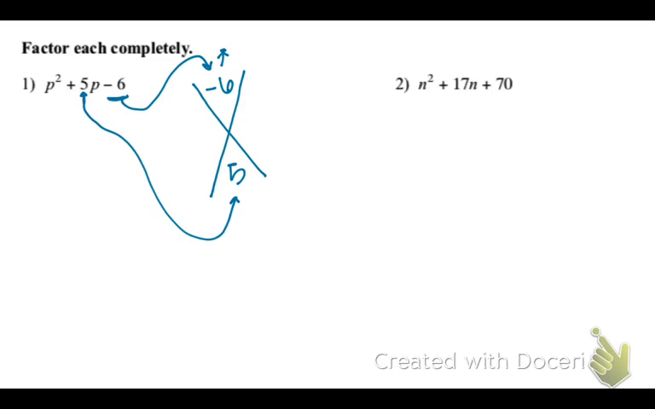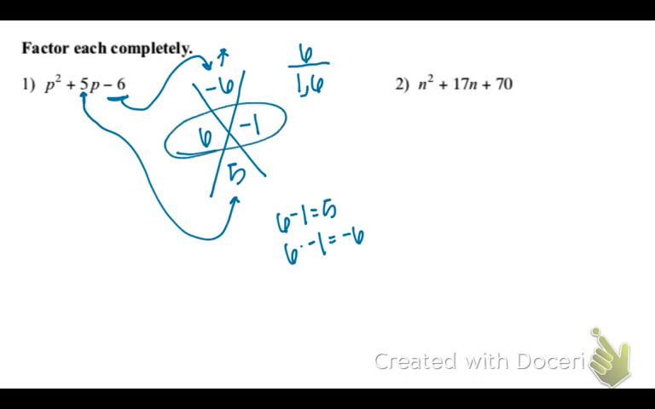So let's see, the factors of 6 would be 1 and 6, which I could do 6 minus 1 and I would get 5, right? If I do 6 times -1, I get -6. So these factors must be 6 and -1. So then these just go right into there. So that's going to be p plus 6 and p minus 1. Pretty simple.